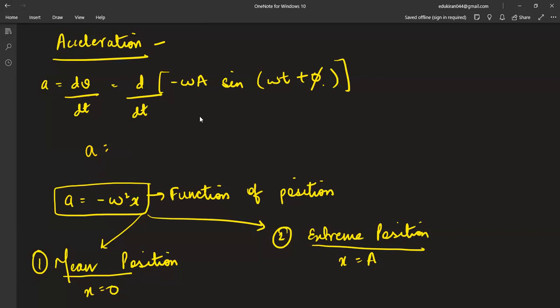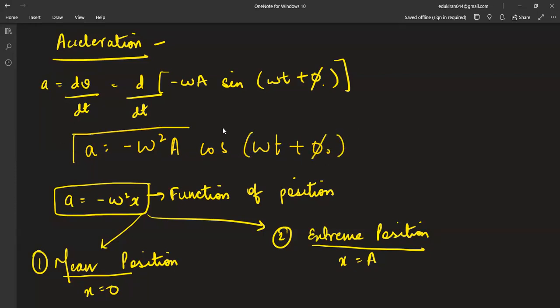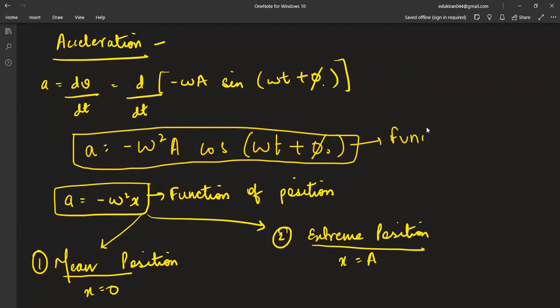Okay, acceleration will be now, if you differentiate the equation of velocity, it will be minus omega square A cos(omega t plus phi naught). Now, this is the equation as discussed in the last class, that we have equations with respect to function of position and function of time. So this is with respect to function of time. Again, with respect to function of position, we'll have minus omega square x.